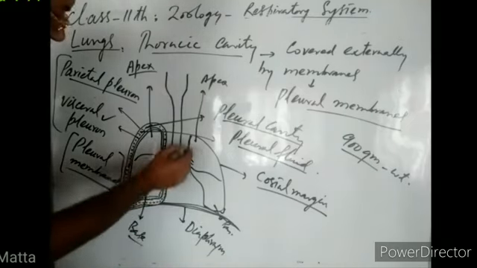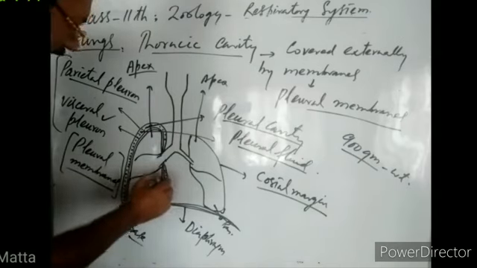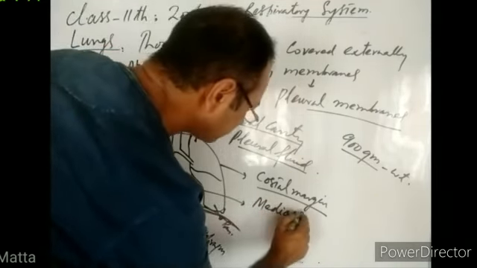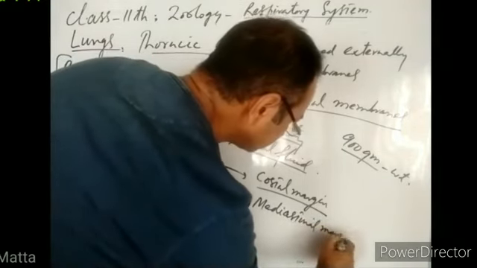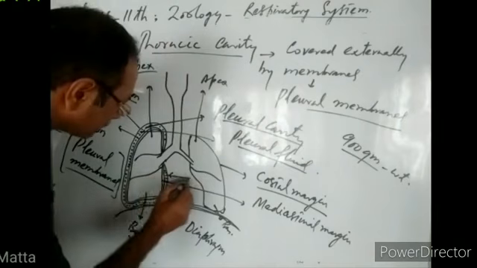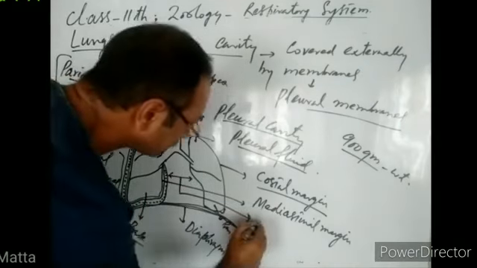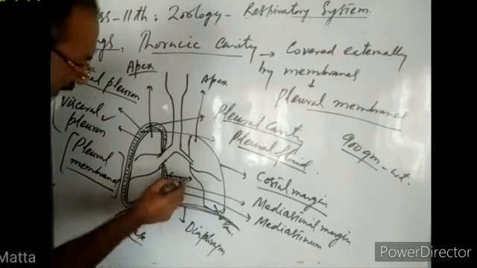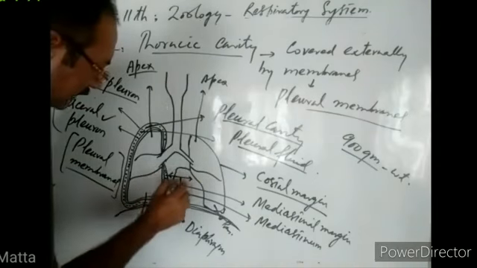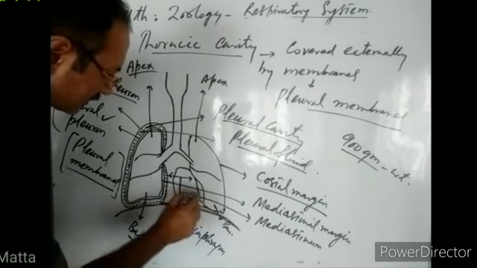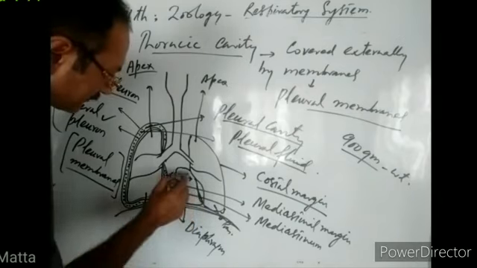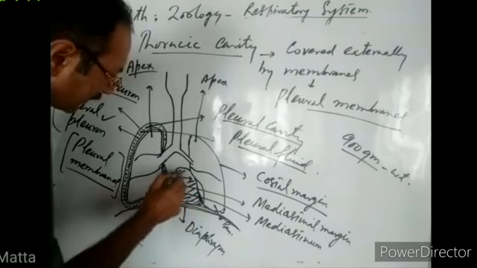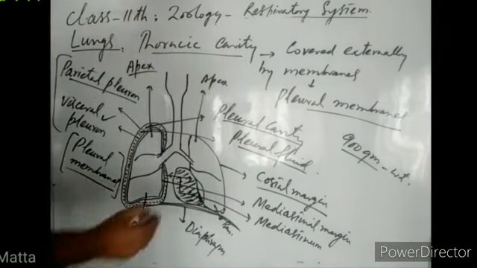This inner margin of the lungs, this inner surface of the lungs, is known as the mediastinal margin. And the space between two lungs is known as the mediastinum. In this mediastinum is lying the heart, with its lower end slightly turned towards the left. So this is the heart here, in between the two lungs.